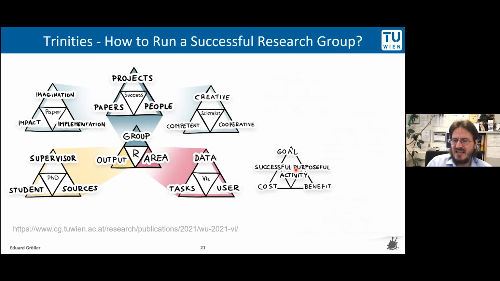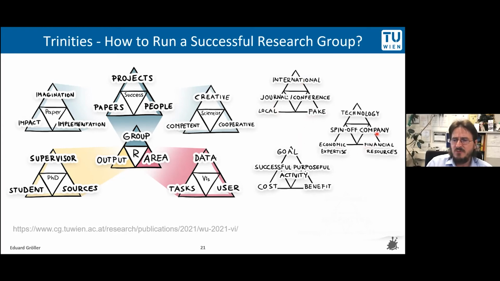I mean, there are other triangles. I can share the slides. In my triangular worldviews, where you are publishing, there are international, local, or fake conferences. If you want to found a spin-off company, you need the technology, and usually people from our area are very strong at that, but you need the economic expertise. We are grossly undervaluing that, also financial resources.